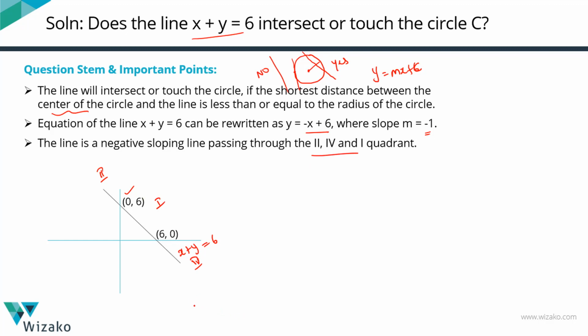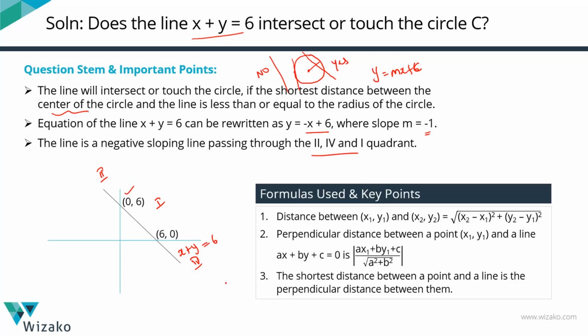Let's get a couple of formulae in place and one key idea in place, and then start evaluating the statements given to us. The first one is basically the formula to compute the distance between 2 points whose coordinates are known to us. The coordinates of the 2 points are x1, y1, x2, y2.